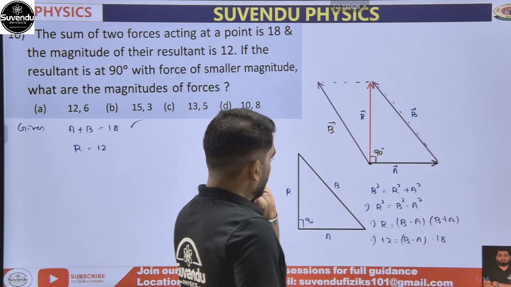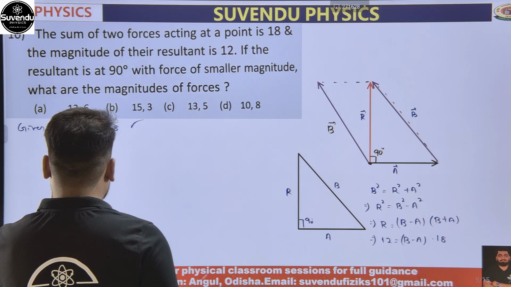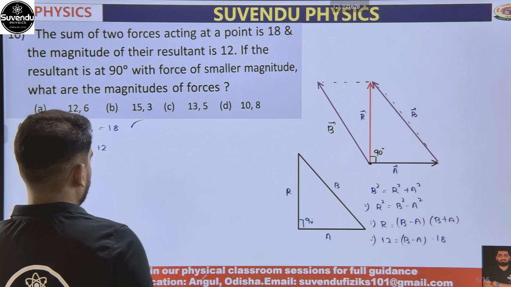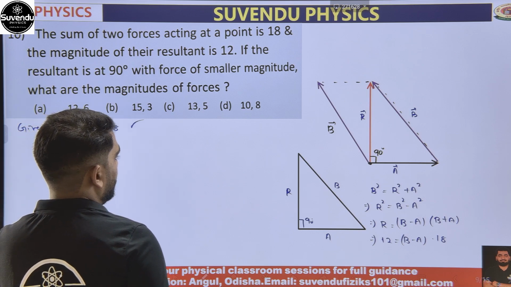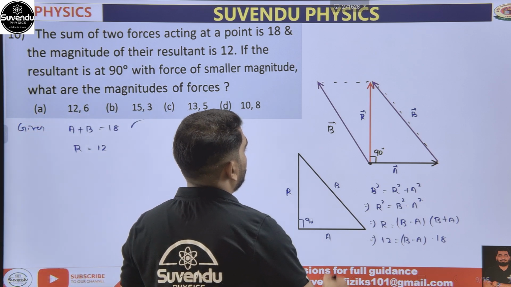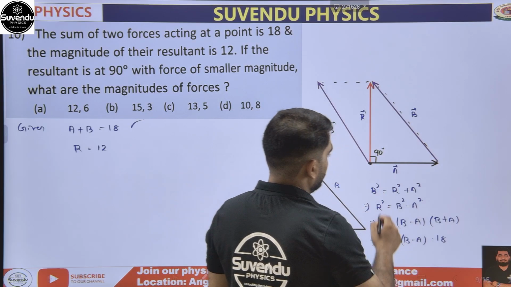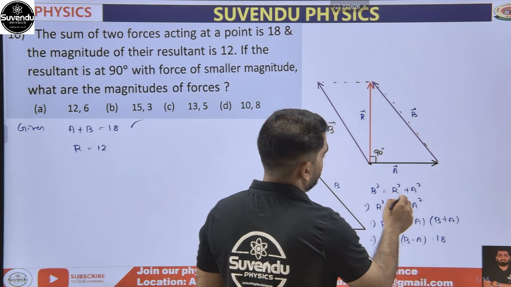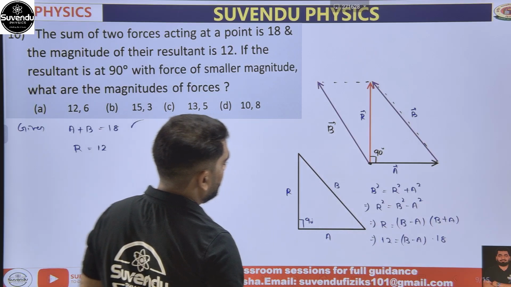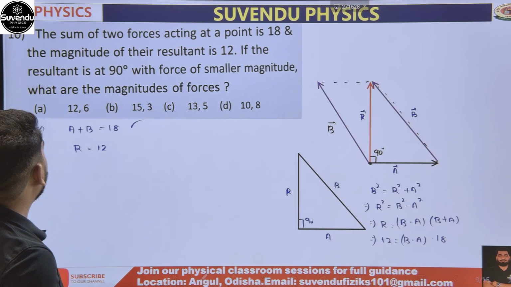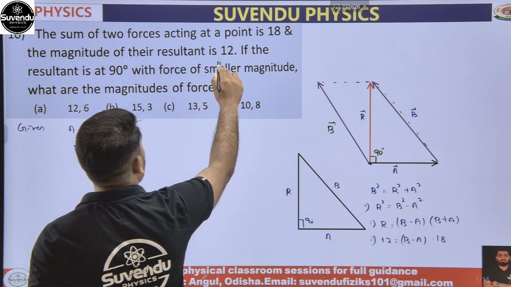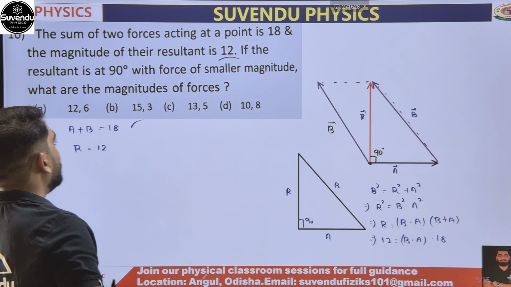Look, let's verify this thing. Again, all of you please verify. This is your B square equal to R square plus A square. So R square will be B square minus A square. And what is R given as? The magnitude of the resultant is 12.